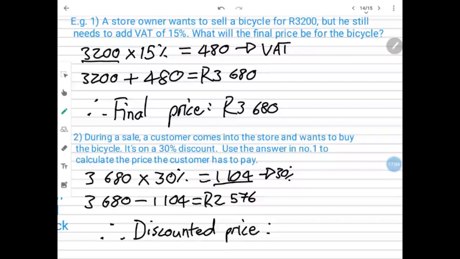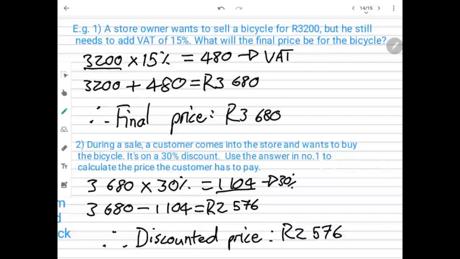Discounted price is now 2,576. Oh, what a bargain. Okay, I think I'd buy that bike. All right, that is now discount and VAT.